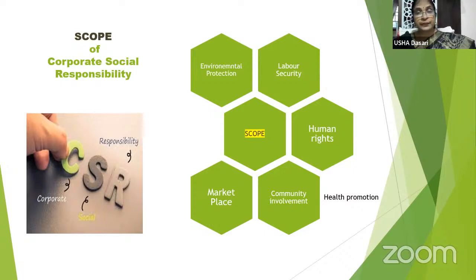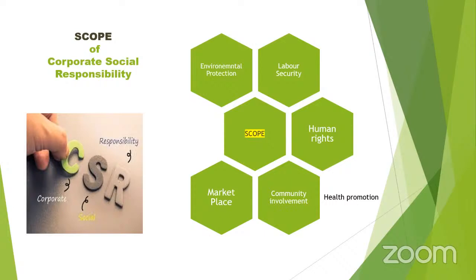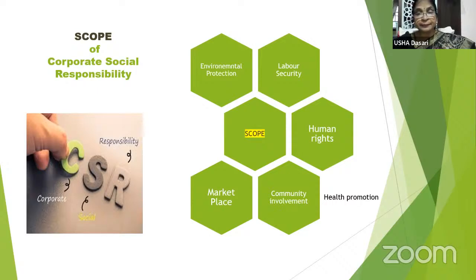Next one, labor security. What do you mean by this here? Labor includes the employees of the organization. So it includes the freedom of association and the effective recognition of the right to collective bargaining, and the elimination of all forms of forced and compulsory labor. At the same time, all the employees are to be treated fairly and ethically. That is the meaning here. Again, I repeat, labor security means all the employees in the organization should be treated fairly and ethically. Remember that companies can also demonstrate their corporate social responsibility in this regard.